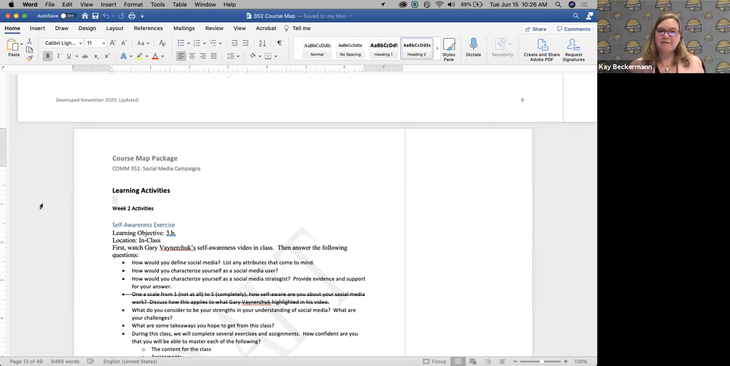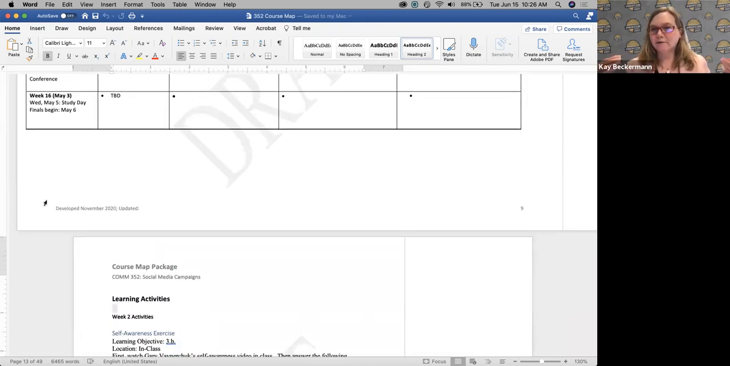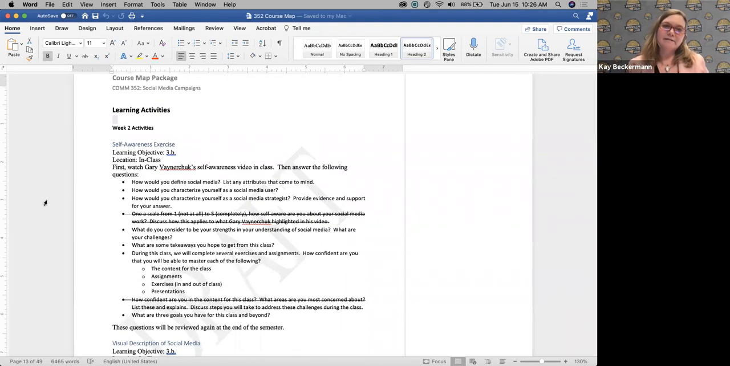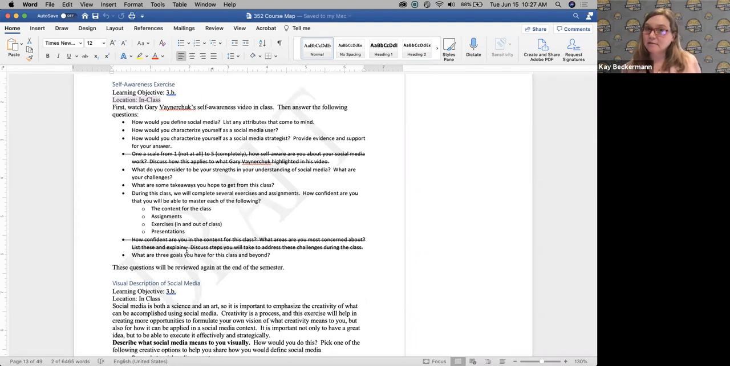So the learning activities, I have my course map. I know exactly what we're going to be doing. And then I start working on the different activities. And because I don't want to forget what I'm doing, I have everything spelled out in this course map. And so we have, week 2, the self-awareness exercise. I have the learning objective that we are going to be meeting. I have the location. We're going to do this in class. Sometimes it's homework, sometimes it's prep. So it's in class. And so we'll watch Gary Vee's self-awareness video. You answer these different questions. And then we do it again at the end of the semester to see what we've learned.